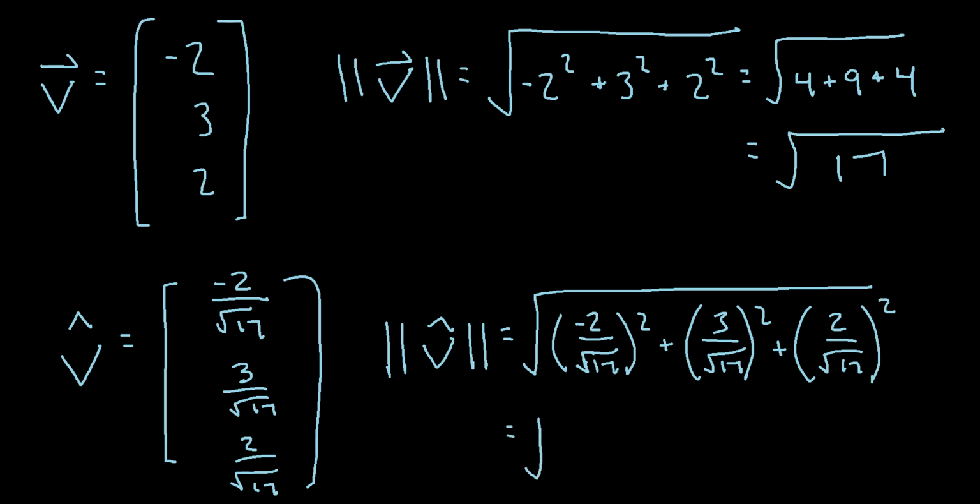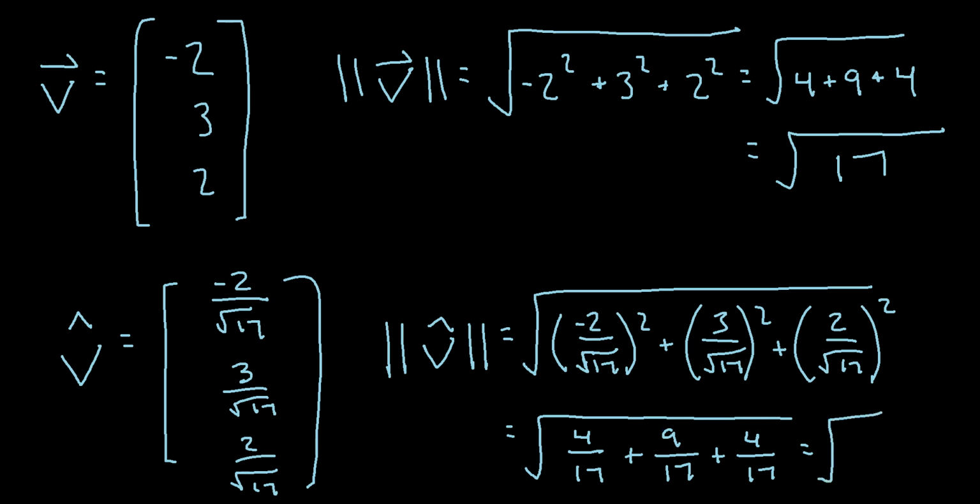So we get negative 2 squared, that's 4, over square root of 17 squared is just 17. Plus 3 squared is 9, over the square root of 17 squared, once again that's 17, plus 2 squared is 4, over the square root of 17 squared is just 17. So because all of these fractions have the same denominator, we can simply add the numerators. So 4 plus 9 is 13, plus 4 is 17. So we get 17 over 17, which is just equal to the square root of 1, which we said earlier, the square root of 1 is just 1. So that's how we can verify that this normalized vector does indeed have a length of 1.